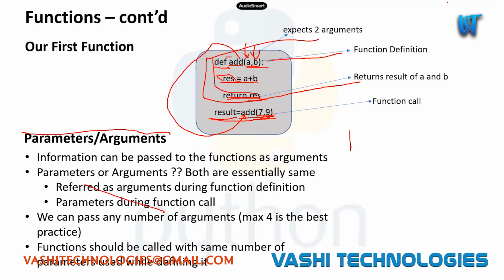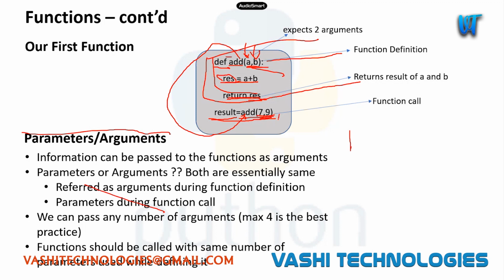The most important thing here is how many arguments we have in the function definition. In the function definition, here we have two arguments, right? When we are making the function call, we need to make sure we pass the two arguments only.